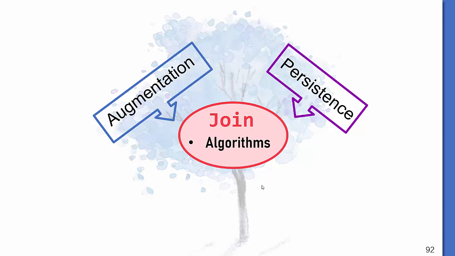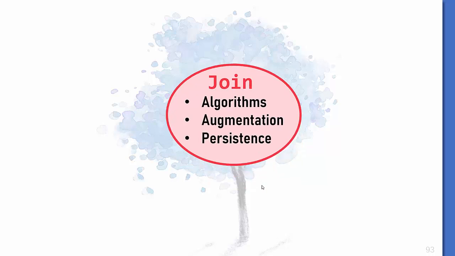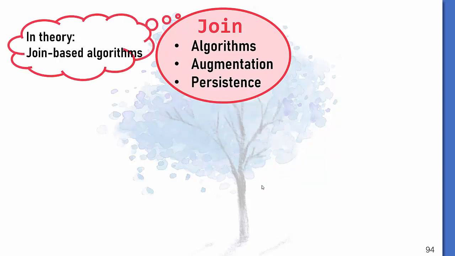So all the other join-based algorithms can directly use join and stay unchanged, and augmentation and persistence can be supported in this way. So in theory, we get the join-based algorithmic framework, and actually all of the join-based algorithms can be proved to achieve good bounds in both work and span.